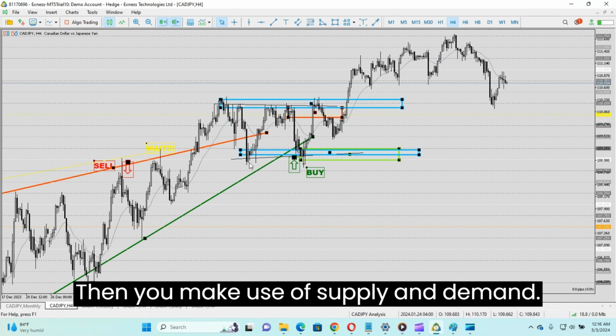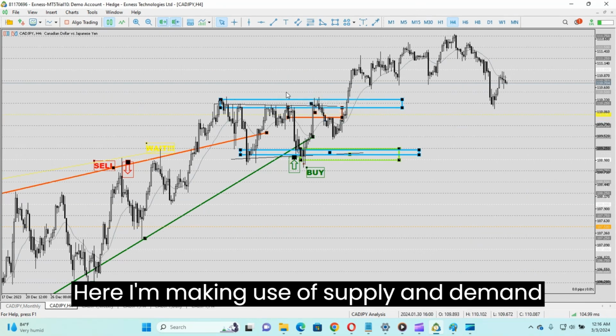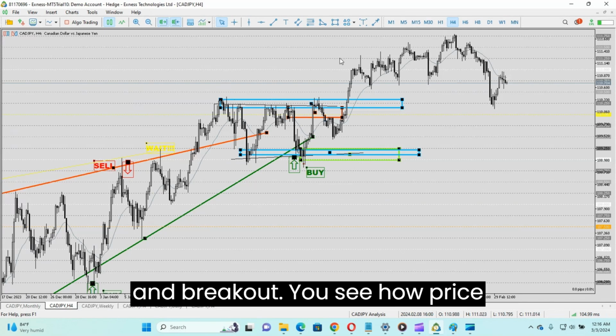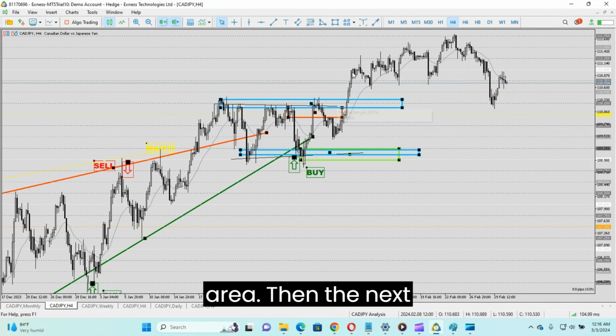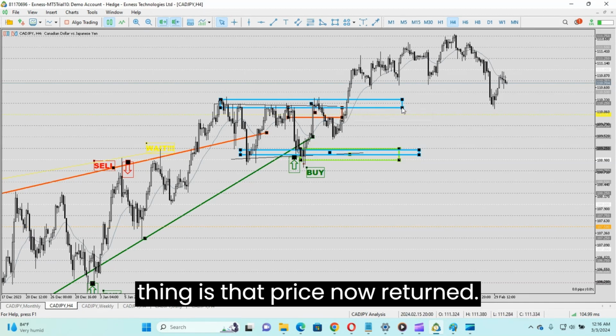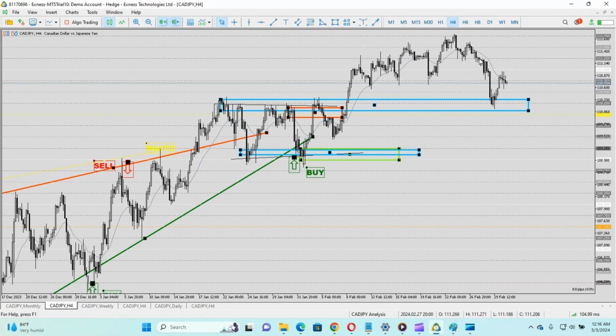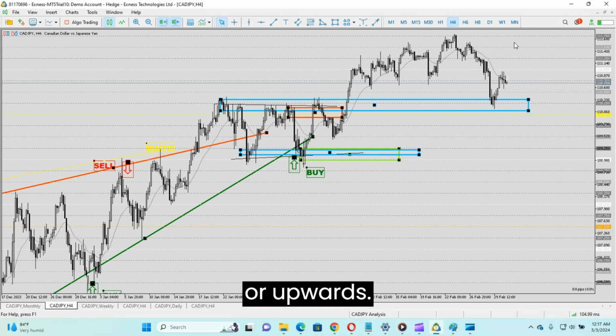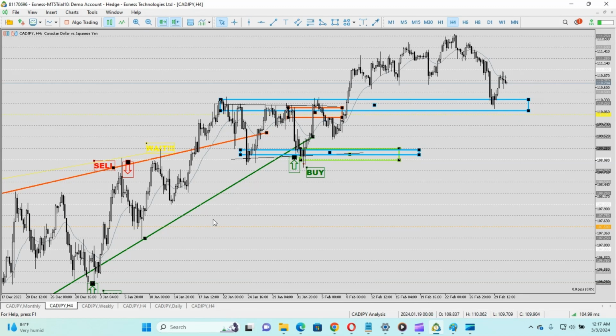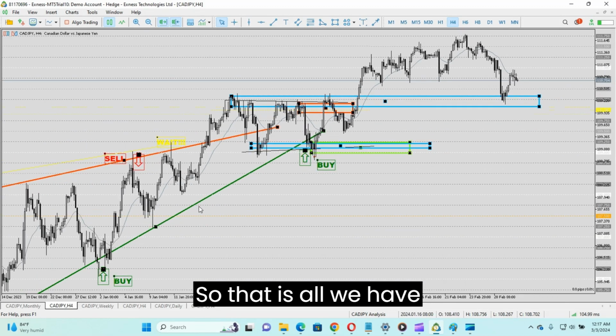Then you make use of supply and demand. Here I am making use of supply and demand and breakout. You see how price broke through this resistance area. Then the next thing is that price returned, break and retest, and it's continuing upwards. So that is all we have.